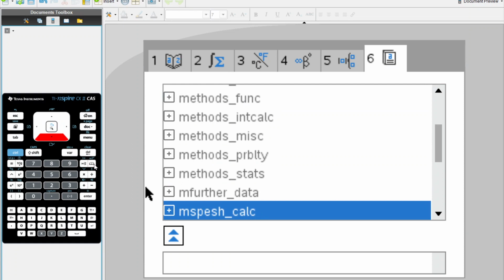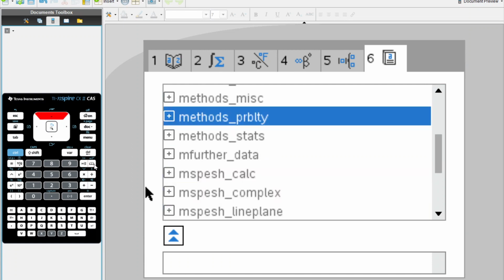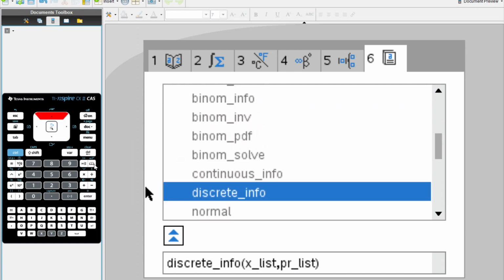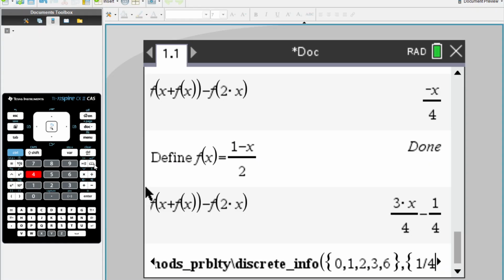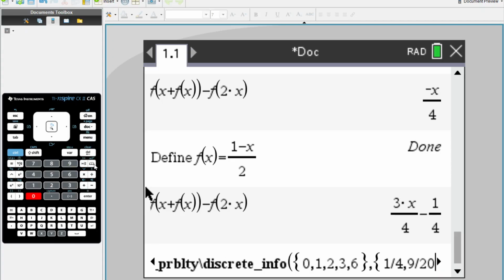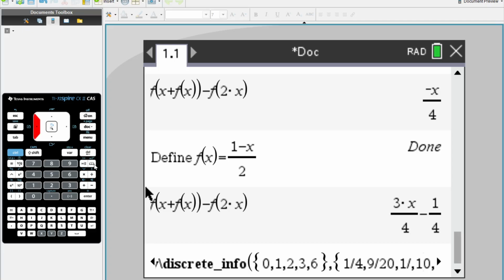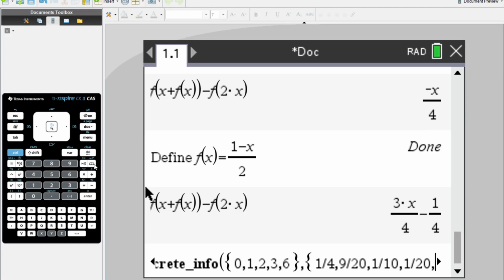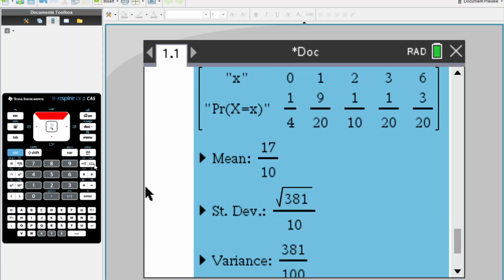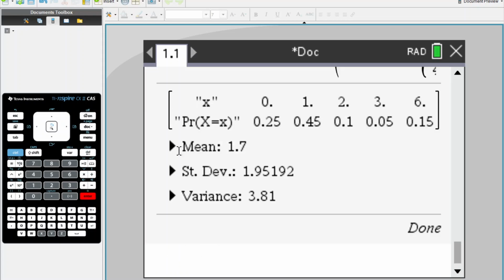We can use discrete info for this. Hopefully you guys already know how to do it manually, but if you have the programs, you can go to discrete info, which is over here, and we'll type in the list of x values, so 0, 1, 2, 3, and 6. Okay, and then we'll type in the list of probabilities as well, which is a quarter, 9 on 20, 1 on 10, 1 on 20, and 3 on 20. And that gives us a mean of 17 on 10. Let's approximate that by pressing Ctrl Enter.